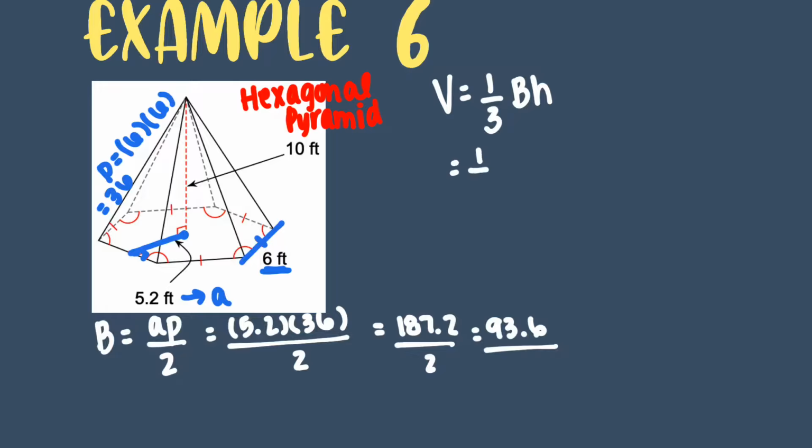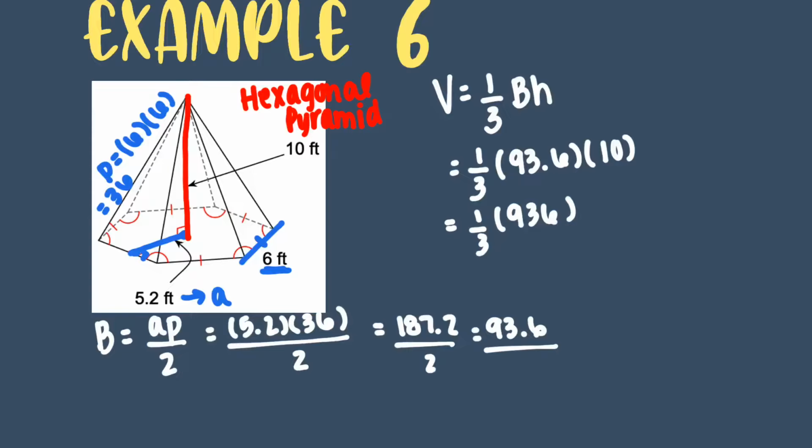My height of the pyramid is that last measurement, so this 10 foot that goes from the top to the base. So I can now start plugging everything into my formula. 1/3 times the area of the base, which we found to be 93.6, times the height of the pyramid, which is 10. When I do my first step, 93.6 times 10 gives me 936. And of course, your last step is to either multiply by 1/3 or divide by 3. And when I do that, I find that my volume of this hexagonal pyramid is 312 feet cubed.